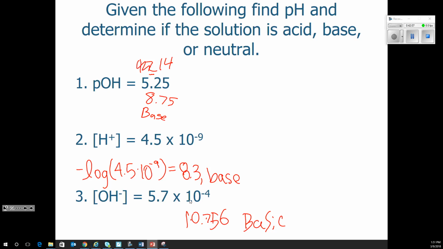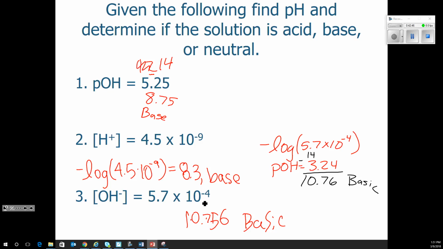Okay, so somebody got an answer? 13.244. No. So you're going to go minus the log of 5.7 times 10 to the minus 4. It should be close to 4. So the POH is then 3.24. Then to find the pH, you go 14 minus that, which is basic. That's why I said go up and over.